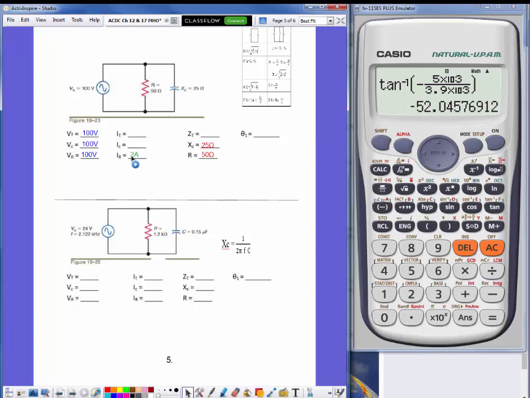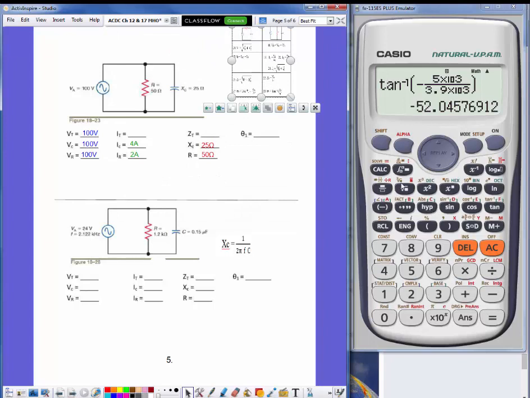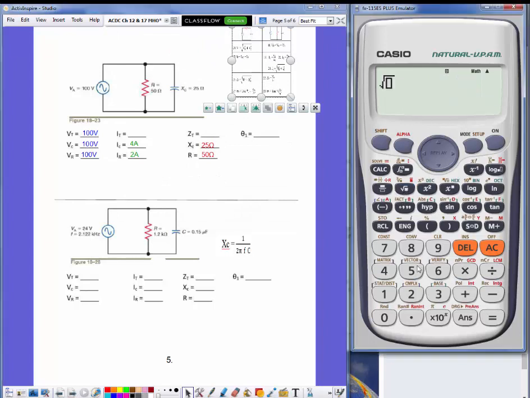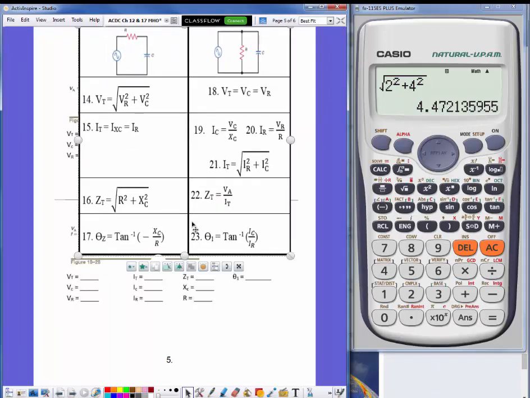So we can find our current through our resistor using Ohm's law, 100 volts divided by 50 ohms. Our current through our capacitor, 100 volts divided by 25 ohms. Then we're going to use formula number 21 to get our total current. Total current is equal to the square root of IR squared plus IC squared. So we open up our square root right here. We put in our IR, 2 squared, plus our IC, 4 squared, equals 4.47.